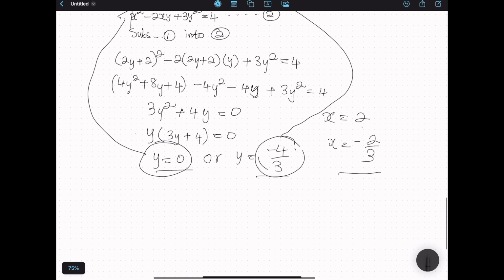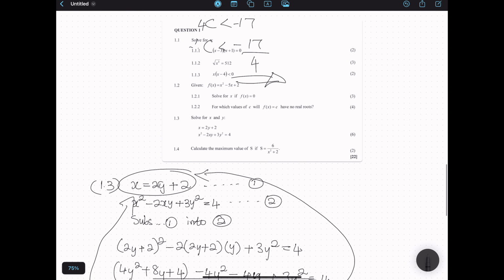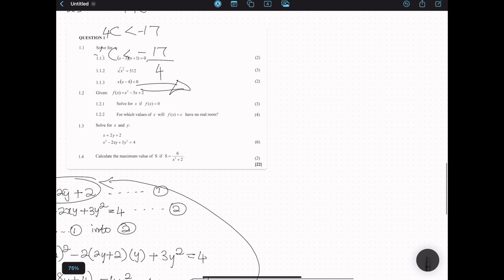We have simplified it. Then the last question, it's 1.4, where they say calculate the maximum value of s if s is equals to what? This. So for this to be a maximum value, that means our denominator, this must be at the lowest point. It must be at the denominator must actually be at the lowest point, the minimum. What is the minimum value for this?